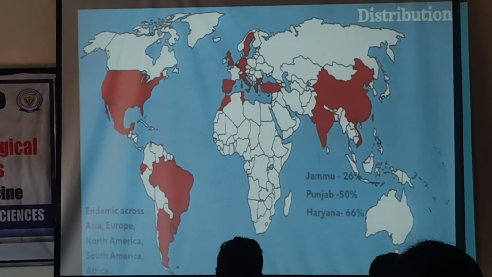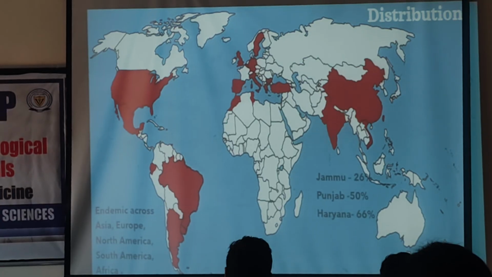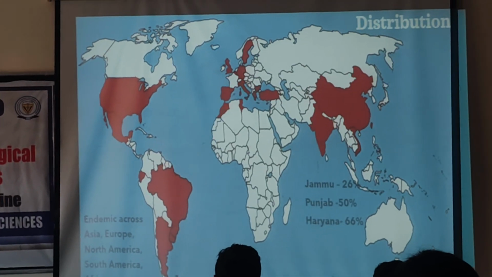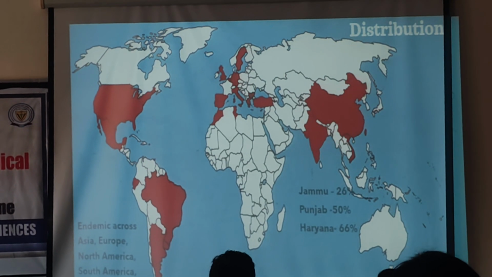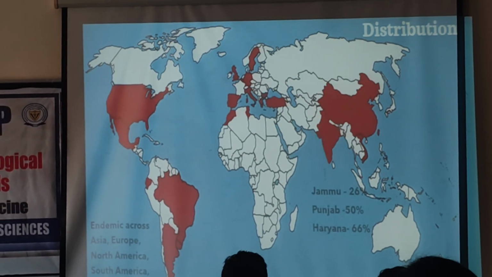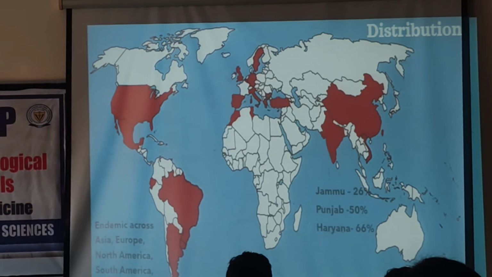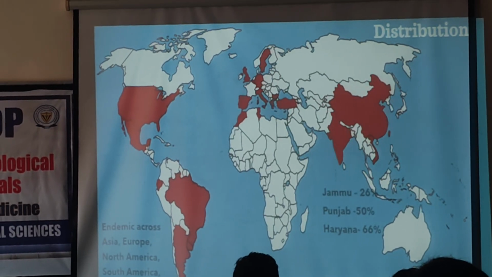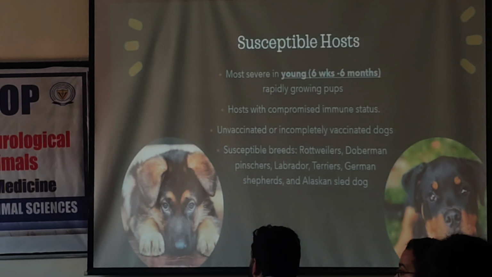Distribution: it is found in Asia, Europe, North America, South America, Africa, and in North India. In Jammu, there is a 26% incidence of this virus. In Punjab, 30%, and in Haryana, 66%.